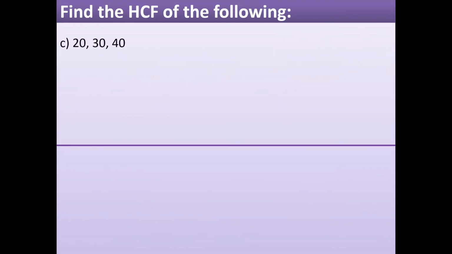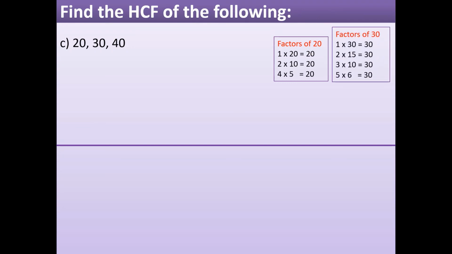Let's solve the next question. Question number C. Find the HCF of 20, 30 and 40. Everyone knows how we will find out the factors. So first we will find out the factors of 20 like this. Then we will find out the factors of 30 like this. And then we will find out the factors of 40 like this.